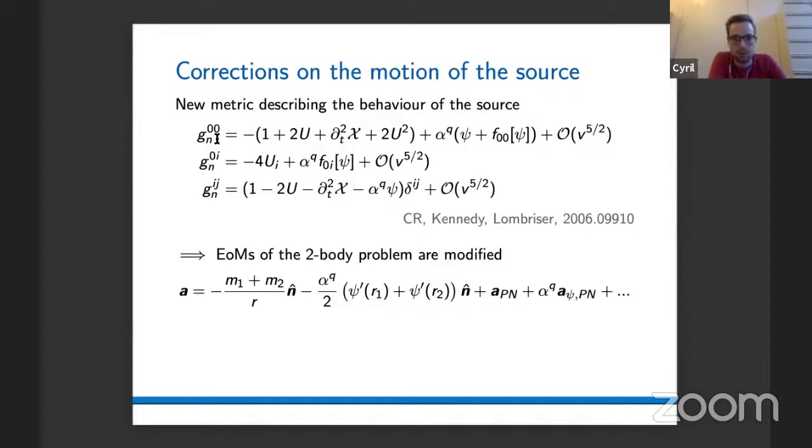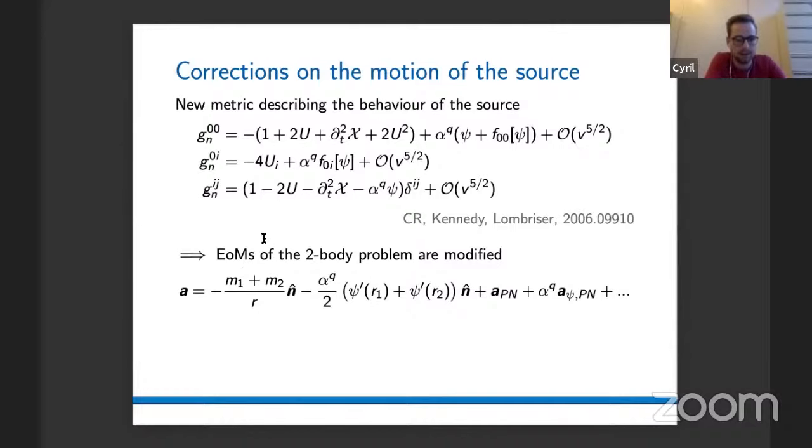As we saw, it should look like you recover general relativity and you have an extra correction that is attenuated by this factor alpha to the power q, which is assumed to be small. At Newtonian order, so at leading contribution, we have here alpha to the power q times psi, and then we have some post-Newtonian corrections that are a bit complicated, so I don't write them here. Similarly for the 0I component and the IJ component. Now we know the metric and the correction to the metric in the near zone, so we can calculate the equation of motion with the geodesic equation.